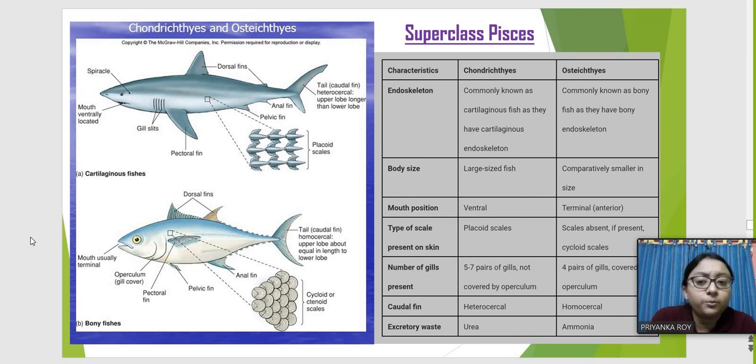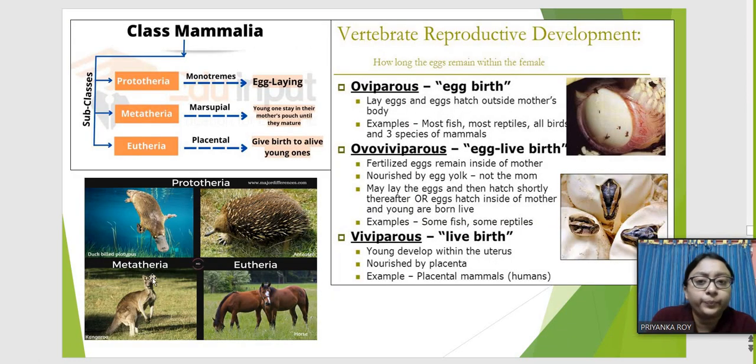So next, moving on to the next class, which is class Mammalia. In class Mammalia, we have these subclasses: Prototheria, Metatheria and Eutheria. Prototheria means, obviously, the primitive mammals, which are egg-laying mammals, and they are also commonly known as monotremes. Examples are the duck-billed platypus and the anteaters.